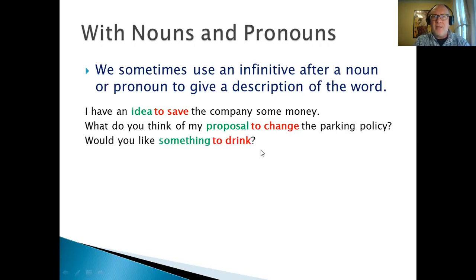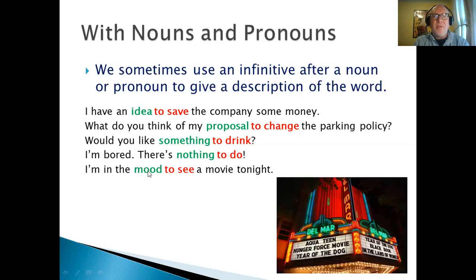Would you like something to drink? Right? We say this all the time with something, anything, nothing. Something to drink, infinitive. I'm bored. There's nothing to do. Again, pronoun plus infinitive. Something, nothing, anything, those are called indefinite pronouns. I'm in the mood to see a movie tonight. Again, mood is a noun, so we use that infinitive afterward. In the mood to see a movie.